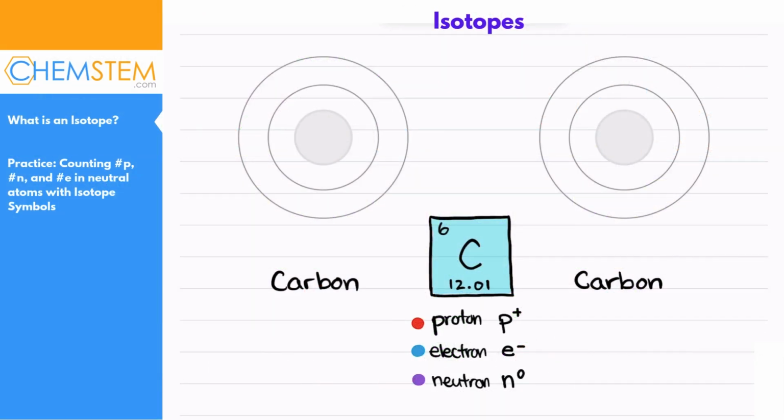Let's draw two different carbon atoms to see what isotopes are. If you look at the element square for carbon, you'll see a 6 here. That is the atomic number. The atomic number is the number of protons. Carbon is always the sixth element. It is, by definition, carbon because it has 6 protons in the nucleus.